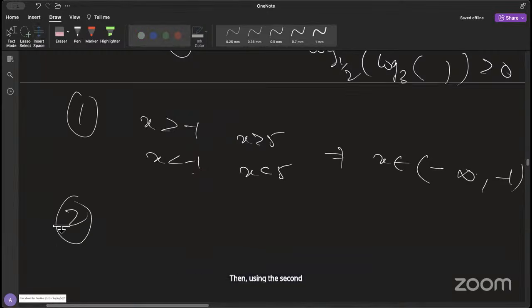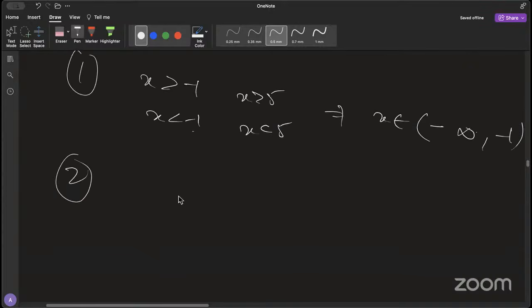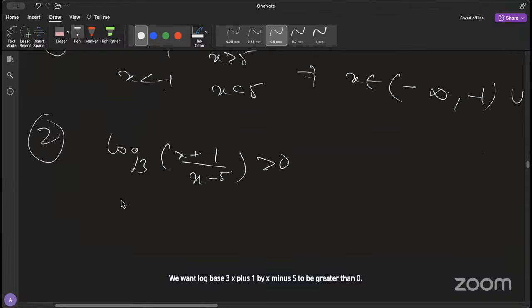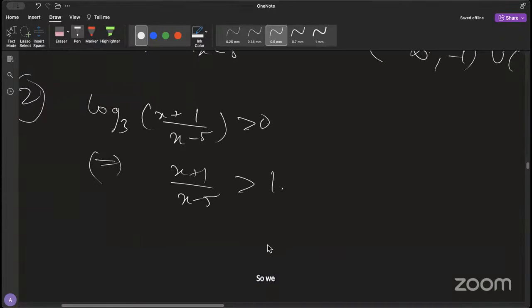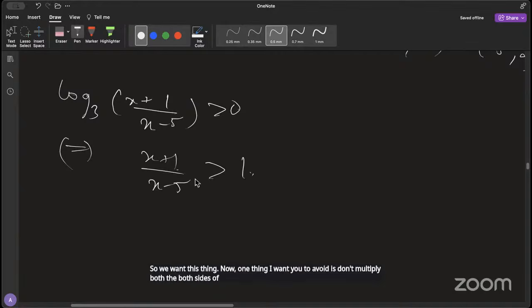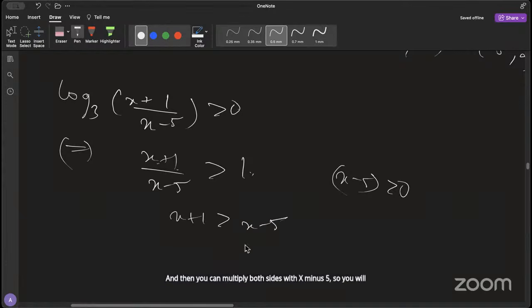Then using the second condition, we want log base 3 of (x plus 1) by (x minus 5) to be greater than 0. This is equivalent to saying that we want (x plus 1) by (x minus 5) to be greater than 3 to the power 0, which is 1. Now, one thing I want you to avoid is multiplying both sides of the inequality by x minus 5, because we don't know the sign of x minus 5. So either you assume that x minus 5 is greater than 0, and then you can multiply both sides by x minus 5.